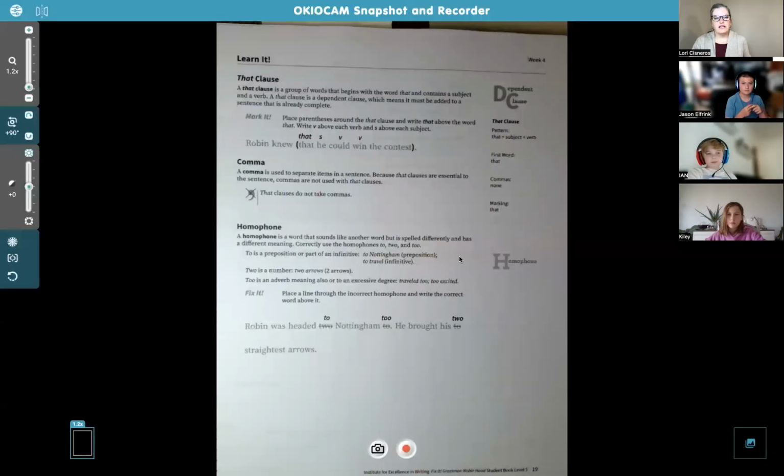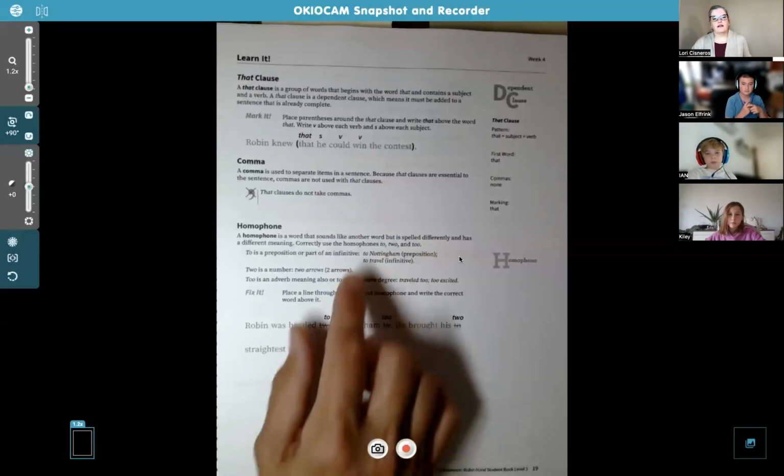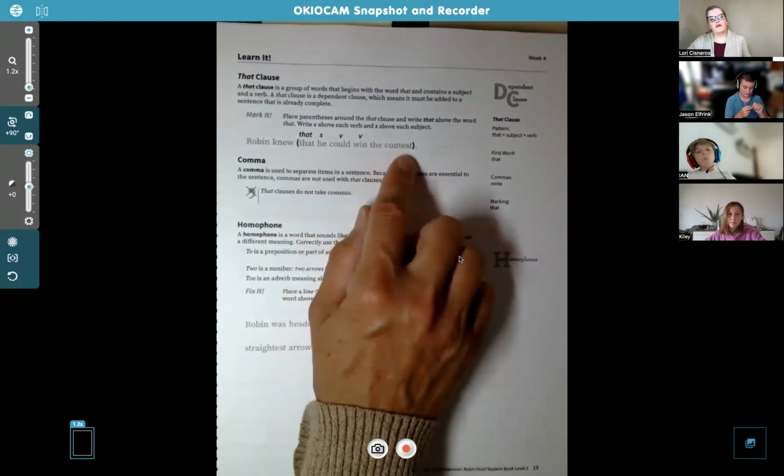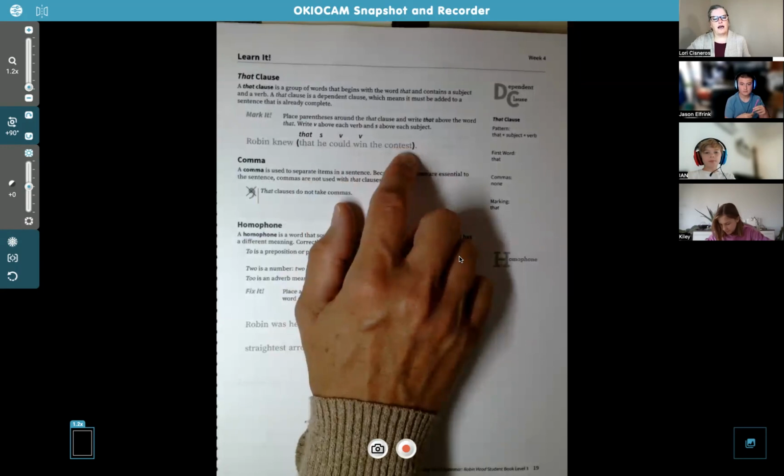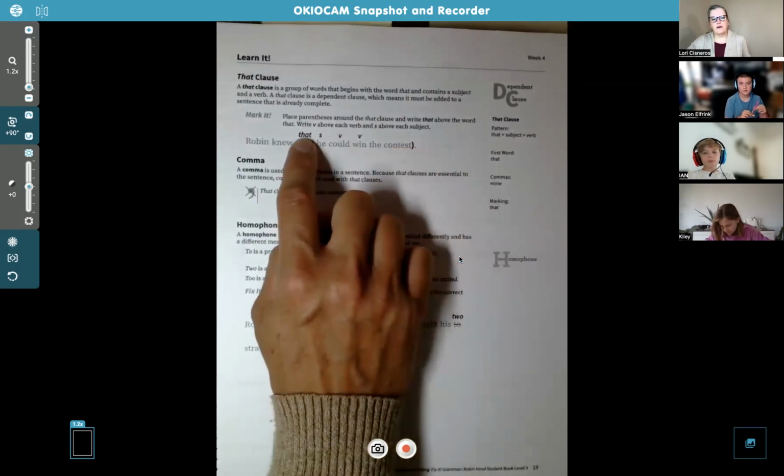We're on page 19 in your grammar book. And yes, when you label your that clause, put parentheses around it, beginning with the word that to the end of the sentence, and then you're going to label it with the word that. I know it sounds redundant, but that's how you do it in this book.